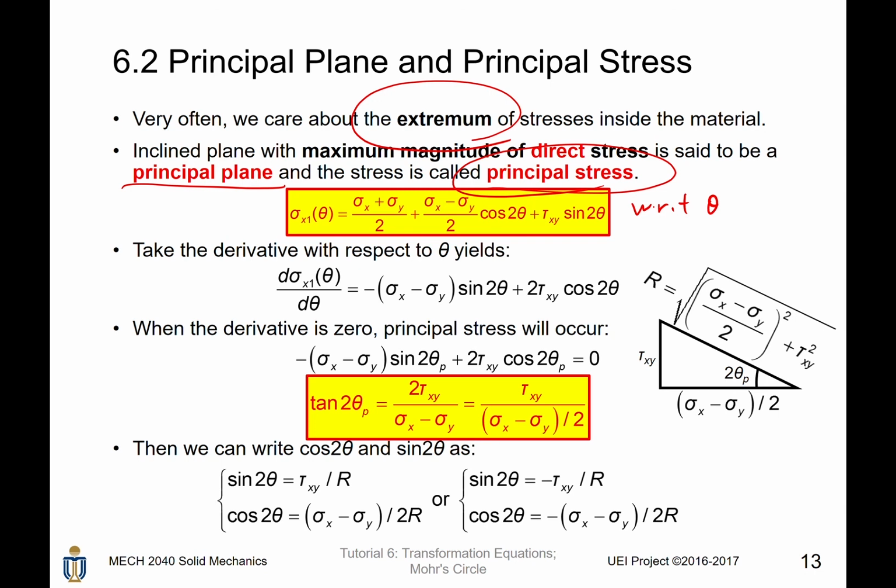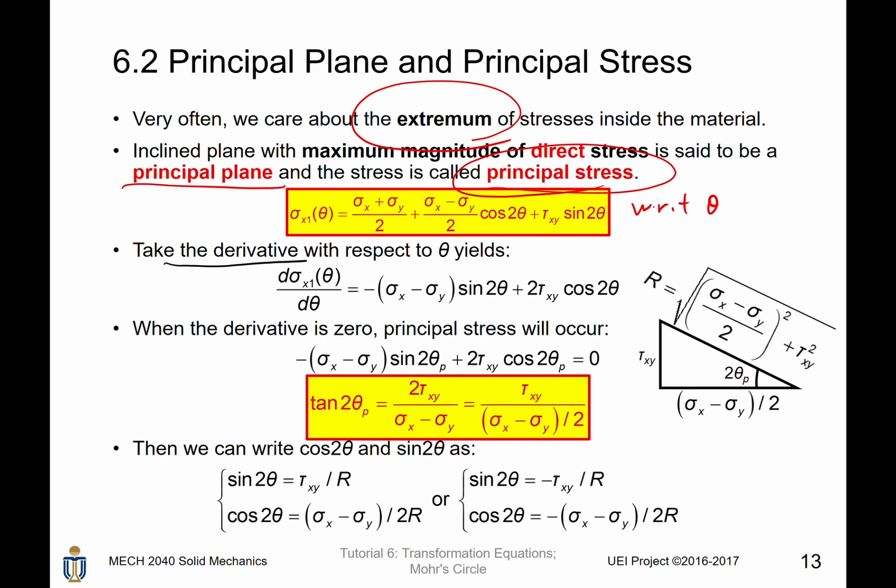But here we mainly concentrate on theta, the angle of inclination. To find the principal plane or the principal stress, the first step we need to do is to take the derivative. The objective is to find the maximum, so we will take the derivative with respect to theta. Then the derivative of sigma x1 theta, after differentiating, equals minus sigma x minus sigma y. We wish to solve when the derivative equals 0.